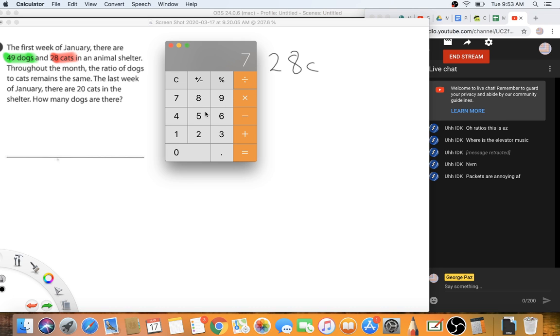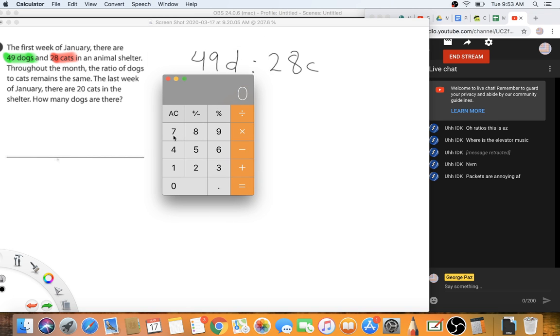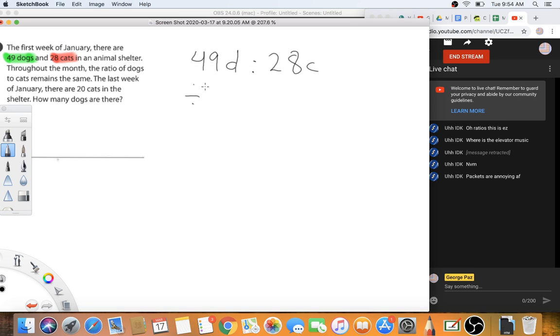28 divided by 7 is 4. Okay, that can work, because 4 times 5 gives me 20. So 28 divided by 7 gives me 4. That works. Can I divide 49 by 7? Ooh, that works. Okay, here we go. So we're going to divide by 7 from both sides.